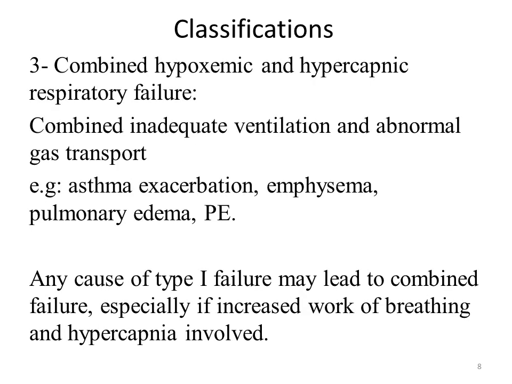The third type is the combined hypoxemic and hypercapnic respiratory failure: combined inadequate ventilation and abnormal gas transport. This means CO2 rises and oxygen decreases in the arterial blood. Causes include asthma exacerbation, acute asthmatic attack, emphysema, pulmonary edema, pulmonary embolism. Any cause of type 1 failure may lead to combined failure, especially if increased work of breathing and hypercapnia are involved. This means any cause leading to type 1 may lead to type 3.